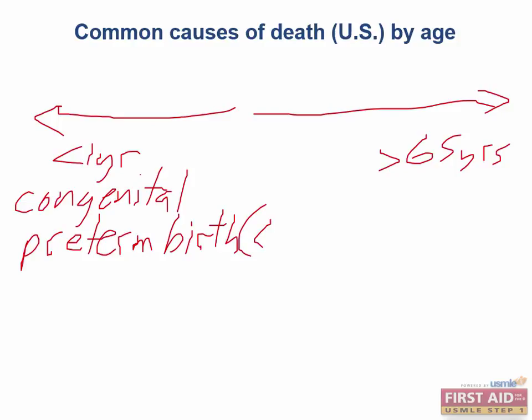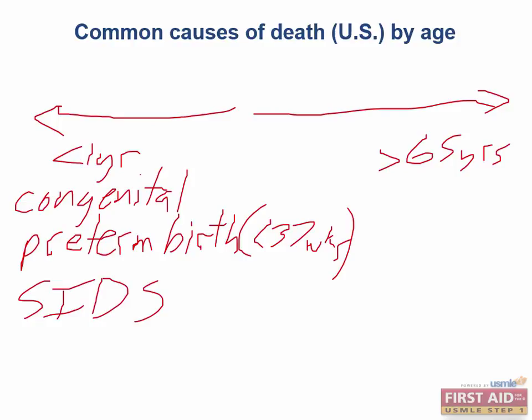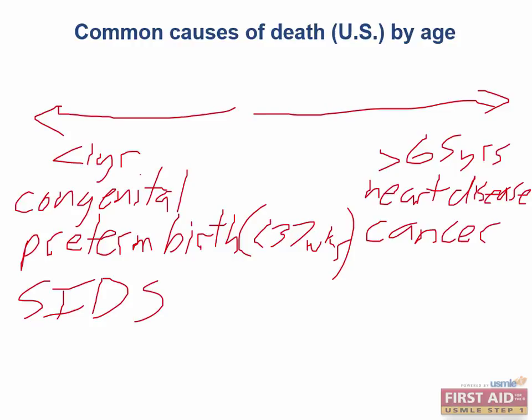This is defined as less than 37 weeks gestation. And finally, the number 3 killer is SIDS, or sudden infant death syndrome. Okay, how about for people over 65? Well, the number one killer is, you guessed it, maybe you guessed it, heart disease. And that is followed by cancer at number 2.